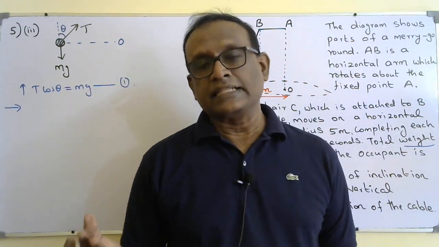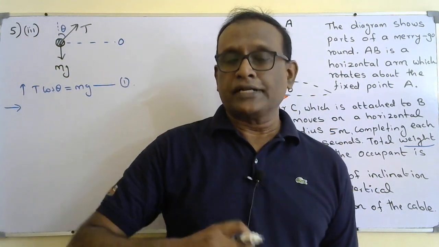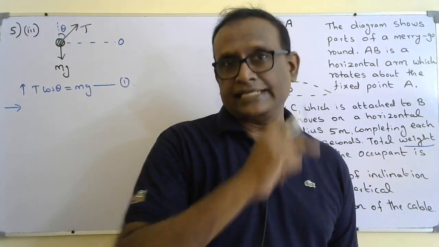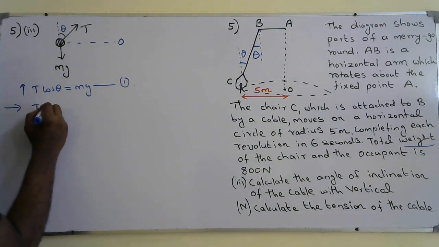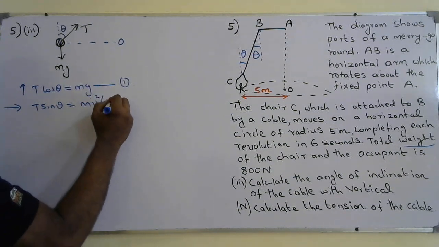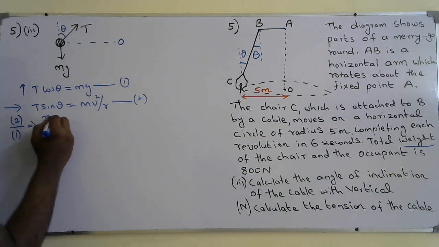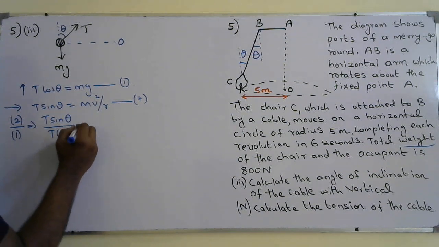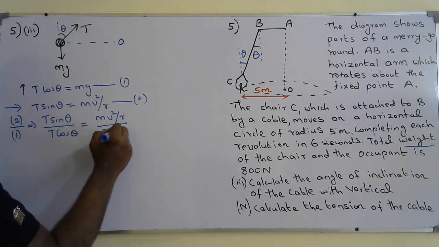cable, or we can say the required centripetal force is provided by the horizontal component of the tension towards center O. That will be the centripetal force. So T sin theta equals mv squared over r. That is the second equation. Divide the second equation by the first equation. T sin theta over T cos theta equals mv squared over r over mg.